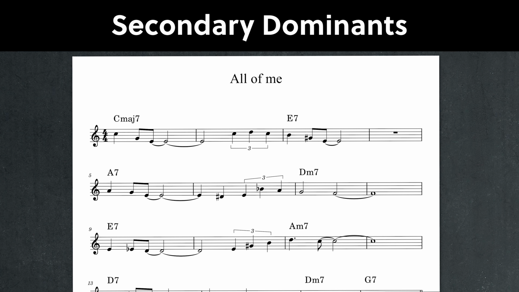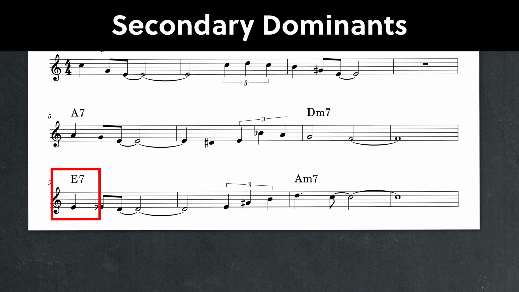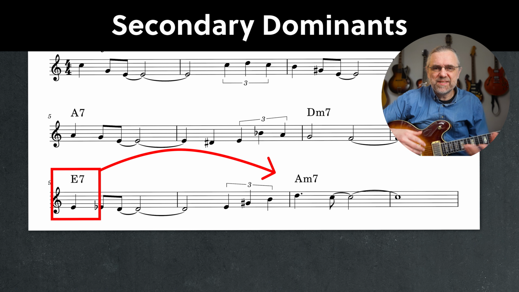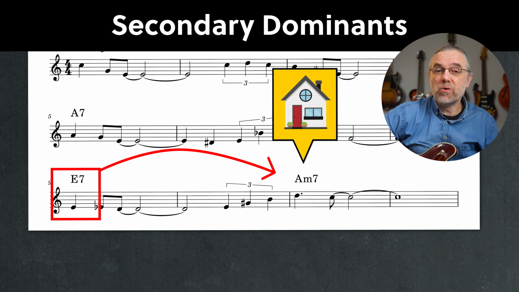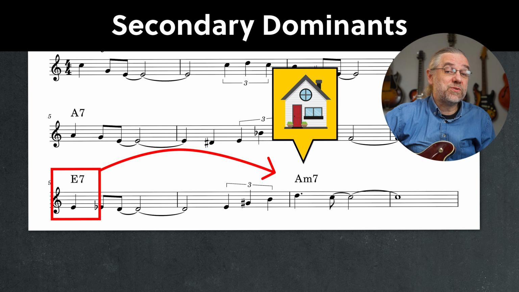In the jazz standard All of Me in C major, you have the chord E7. Now E7 is not in the C major chord family, so it kind of looks out of key, but it doesn't sound random because it's doing a normal job. It's a 5 chord pulling to A minor.